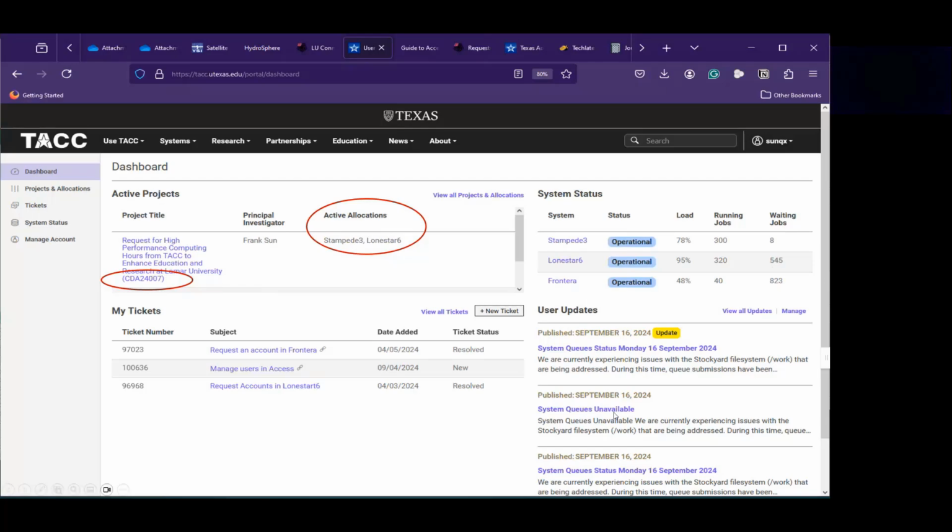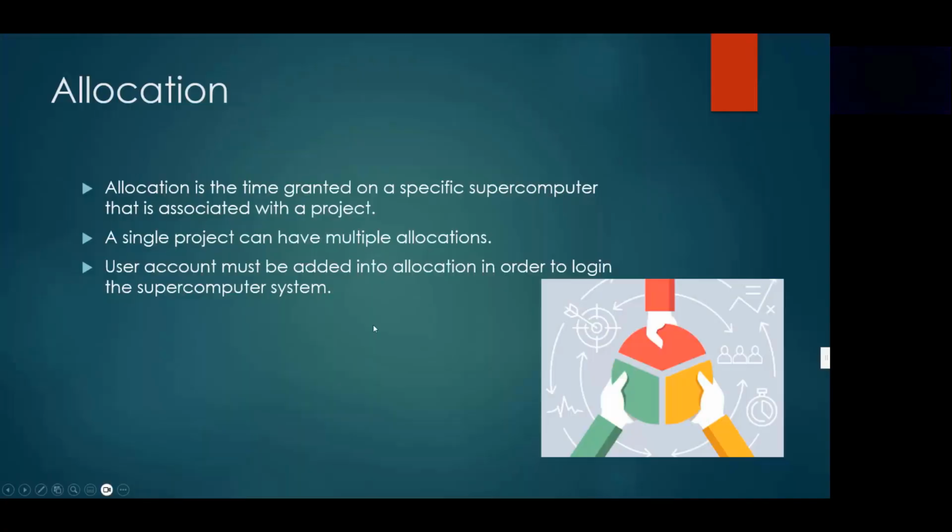This is the interface you are going to get there. And then what is the allocation? Allocation is time granted on a specific supercomputer. This is associated with a project. A single project can have multiple allocations. Allocation means, for the supercomputers, how many hours we can use. So we know in Lamar, right now we have 2 supercomputers. We have 6,000 hours. A user account must be added into the allocation in order to log in.